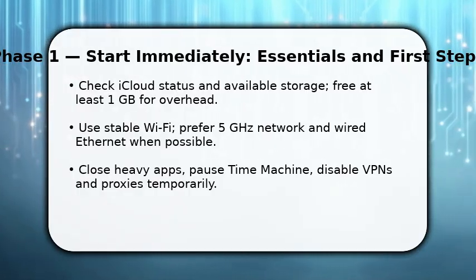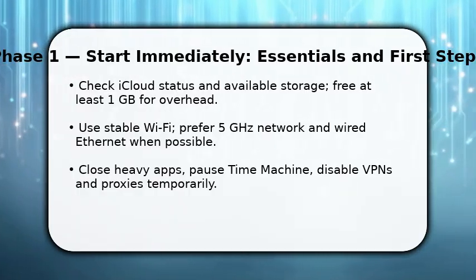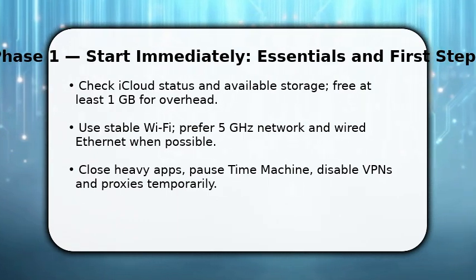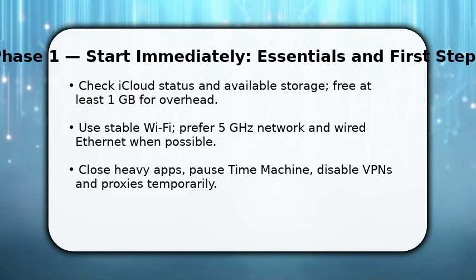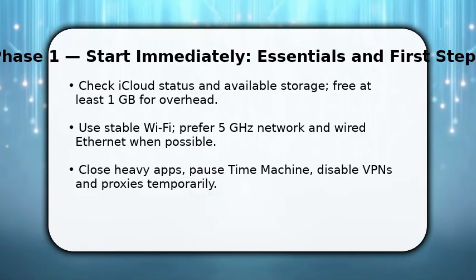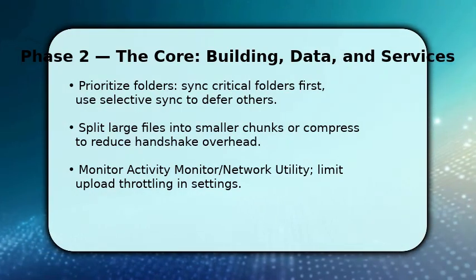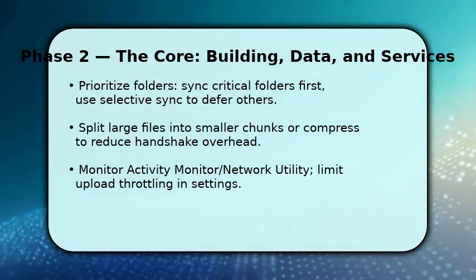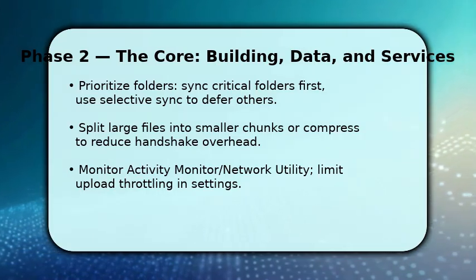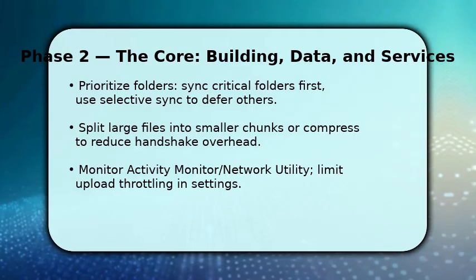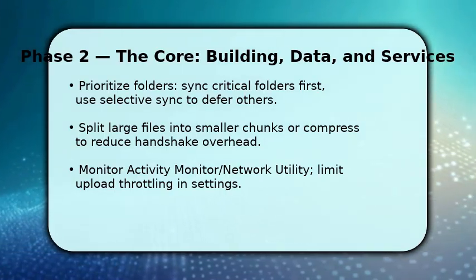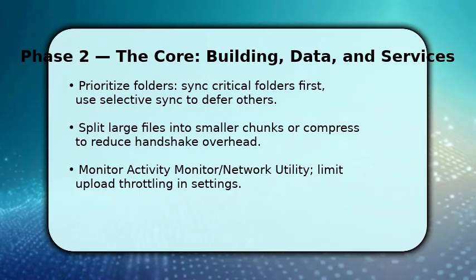Once done, open iCloud settings and force a manual sync for the first file group to kick off the accelerated pipeline. Once initial transfer starts, focus on smart ordering and resource limits to keep momentum. Prioritize essential folders and enable selective sync so only needed items upload now. This reduces contention. For very large videos or backups, compress or split files into smaller chunks so each transfer completes faster and retries cost less.